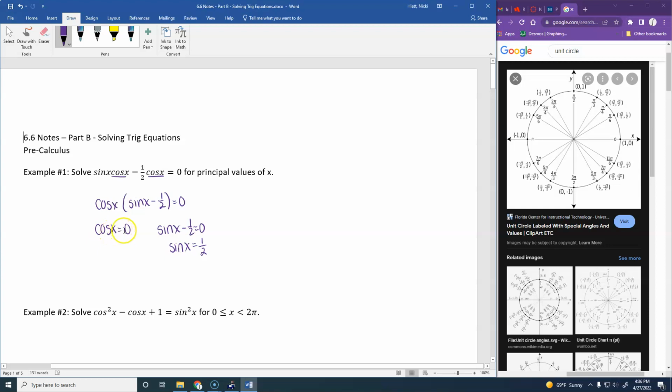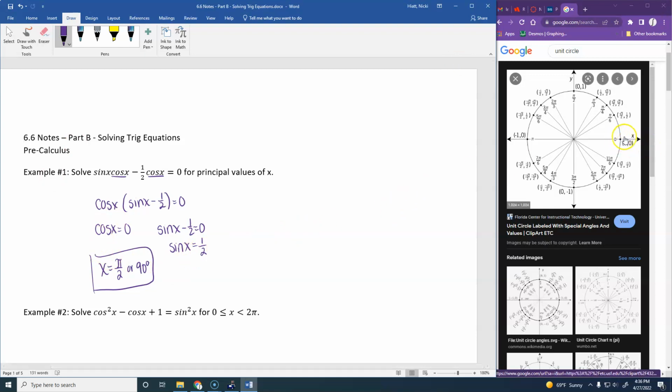Cosine equals 0 right here at pi over 2. So x equals pi over 2, or 90 degrees. That's one of our answers. And then we've got sine of x equals 1/2. Sine is the y-coordinate. That happens right there at pi over 6. So x is going to equal pi over 6, or 30 degrees. So we've got those two answers for this problem.